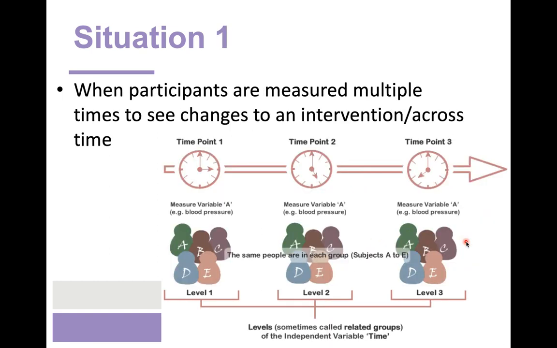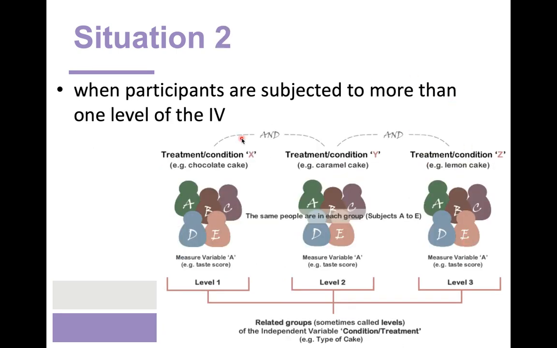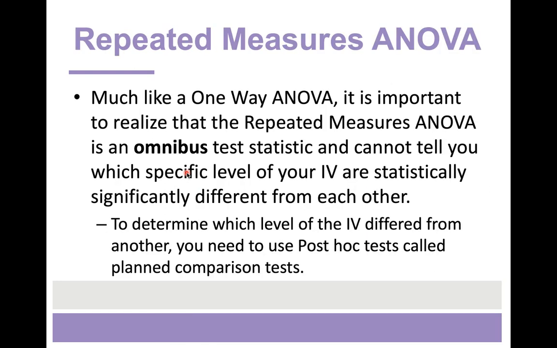So in either of these situations, where we're following people across 3 or more time points, or when we're giving people 3 or more conditions or treatments in a single setting or a single time point, then we can use a repeated measures ANOVA. Just like the one-way ANOVA, a repeated measures ANOVA is an omnibus test, meaning it's going to tell us whether there's an overall difference. And then if there is an overall difference, we have to perform follow-up tests to tell us where specifically that difference exists.